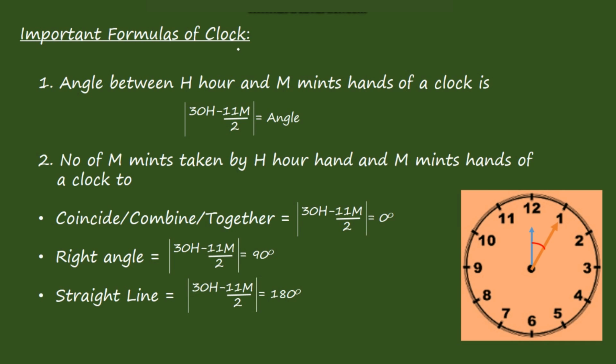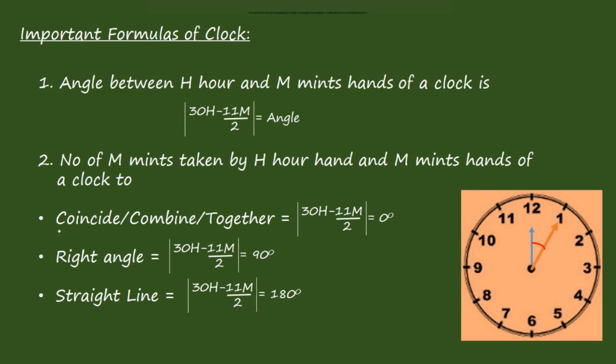Important formulas of a clock. In part 2 session I explained this. Just for refresh I am saying it again. The first one is the angle between the hour and minutes hand of a clock. The angle is given by the formula |30h minus 11m by 2| equal to the angle. H is the hour, m is the minutes.